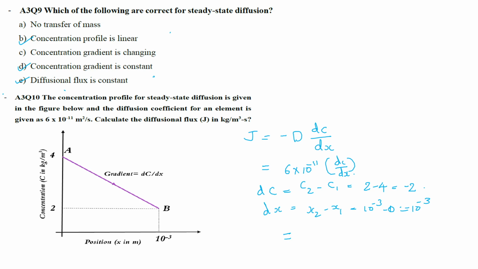1.2 into 10 to the power minus 7. The answer will be, we just have to substitute 6 times 10 to the power minus 11 times minus 2 divided by 10 to the power minus 3. The answer will be 1.2 times 10 to the power minus 7 kilogram per meter cube second.